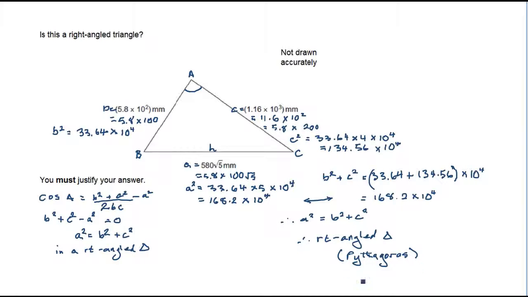So, we don't need the cosine law. You do need to understand your Pythagoras. And with questions like this, you need to be really careful how you calculate these things and make sure you avoid error. But if you get it right, it works out very nicely. And we've proved, therefore, that this is a right-angled triangle.